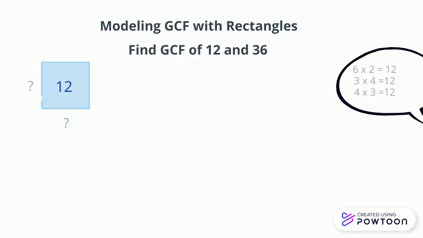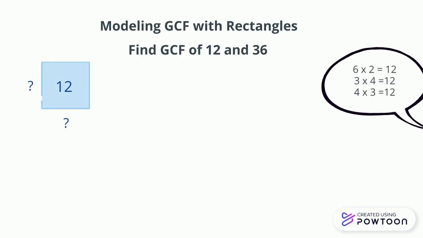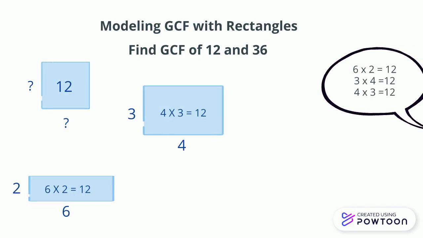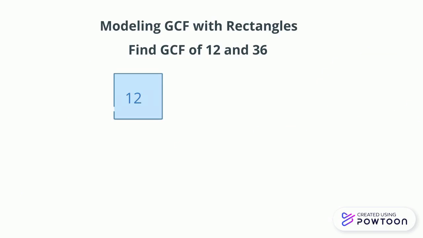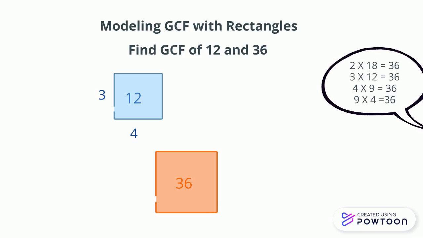It can be drawn in many different ways. These are just a few. And then you need to visualize that for 36. And from there, we'll move on. Remember, visually my goal is to take these two rectangles and put them together to form one larger rectangle. So for 12, I chose 4 by 3, and for 36, I chose 6 by 6.